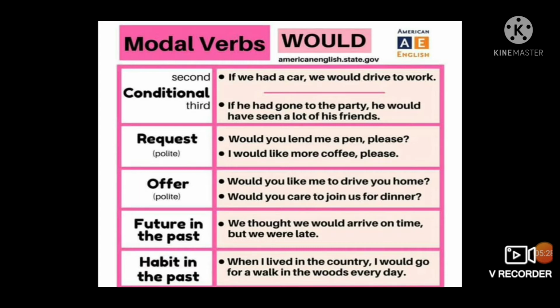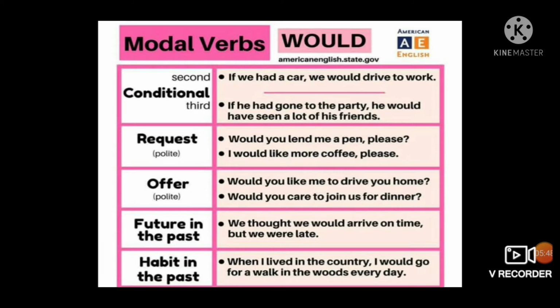So we have to use the modal would in the main clause. While making a request in a formal way, we can use would. Look, would you lend me a pen, please? Look at the word please, it is a requesting word. While making a request, we can use would because it expresses it in a formal way.